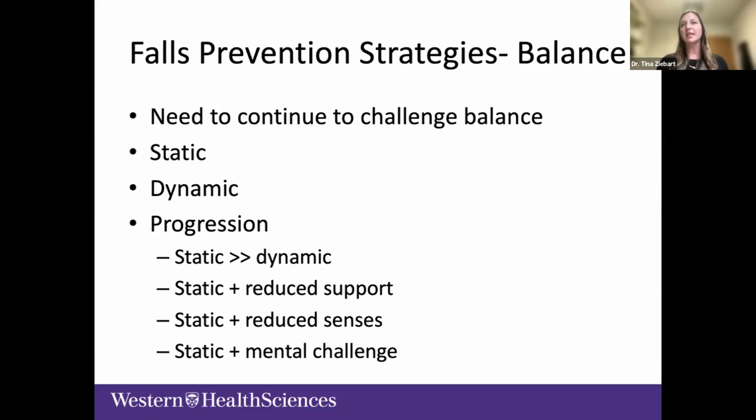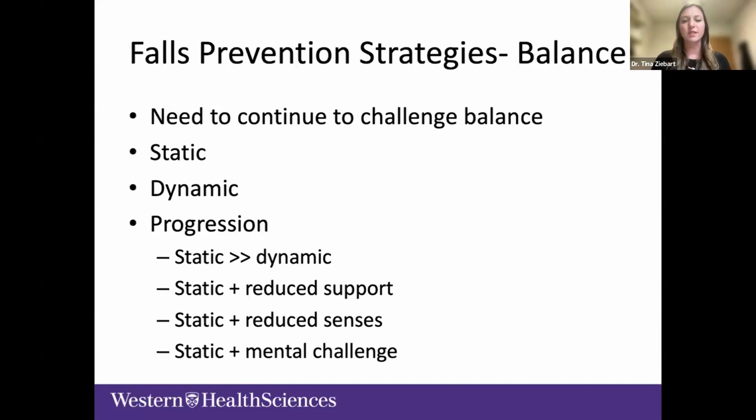So having them stand with their feet together, but closing their eyes, or having them stand with their feet together and then shaking their head no or yes to challenge that vestibular system. Or you can also make it more challenging by doing a static balance challenge with a mental challenge. And so I think addressing each one of these types of progressions is very valuable because they each have their time and place.